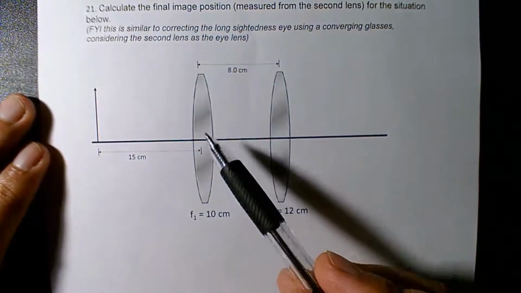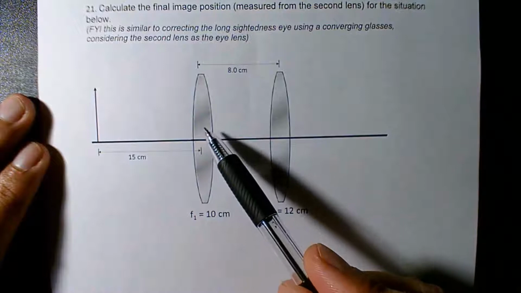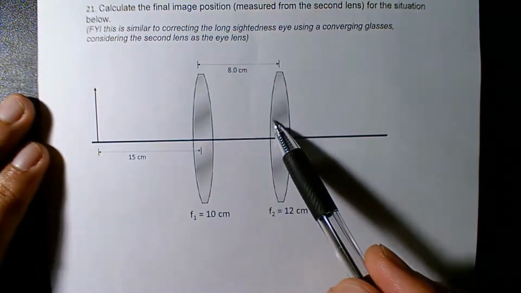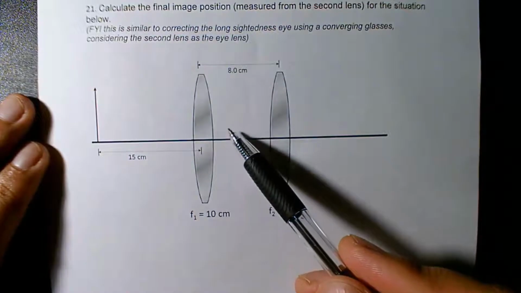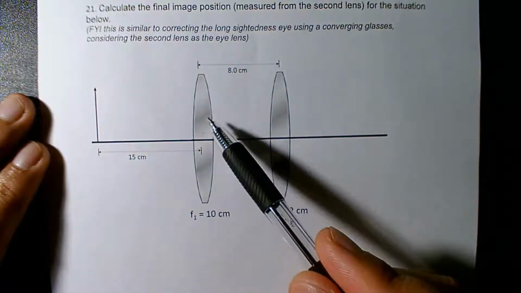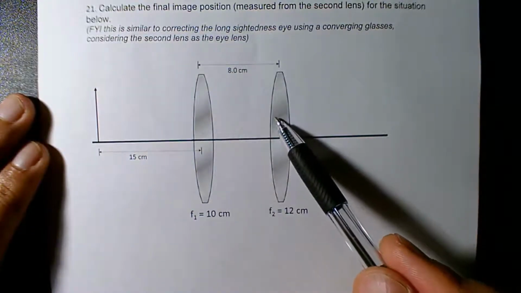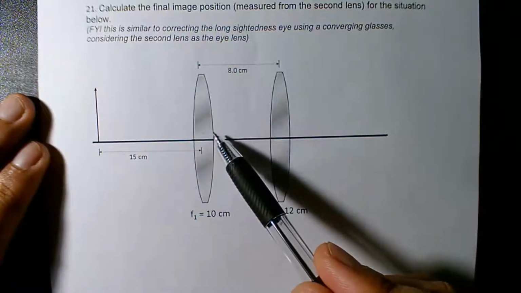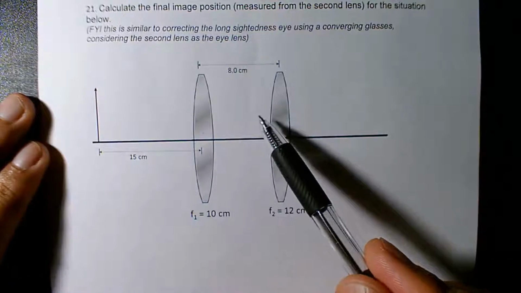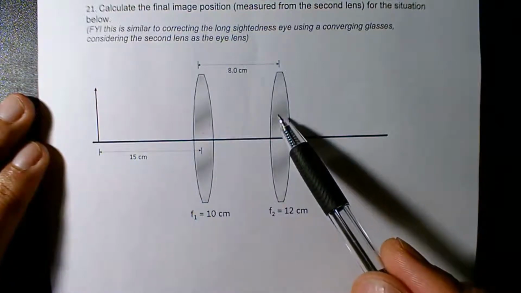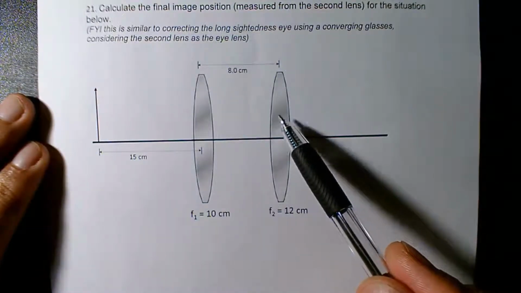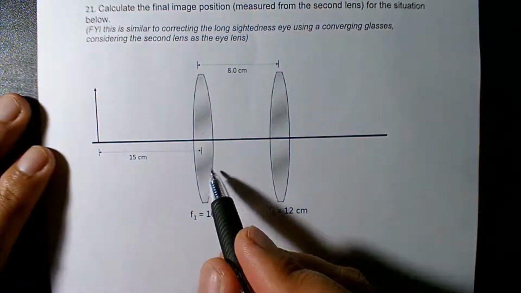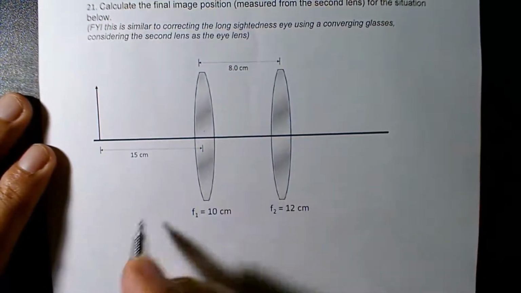Again, the main idea is the image formed by the first lens works as an object for the second lens. And the second important point is if the image formed by the first lens lies in front of the second lens, then it works as a real object. However, if the image formed by the first lens lies behind the second lens, it works as a virtual object for the second lens. That's the main idea. So first let's find the position of the image formed by the first lens.